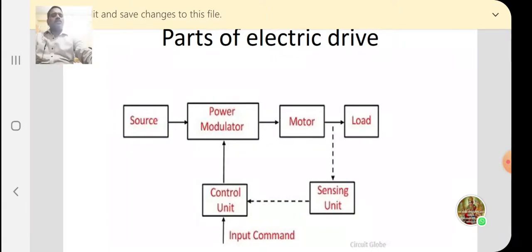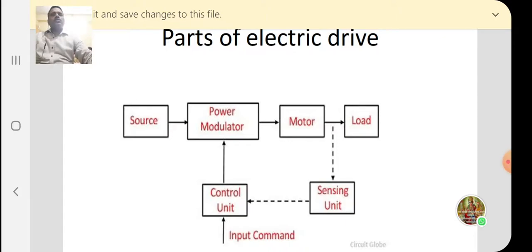Next one is the half controlled rectifier, and another one is the full wave controlled rectifier and transformer, which gives us the fixed frequency supply. And another one is the diode rectifier, meaning DC to DC converter or diode rectifier.